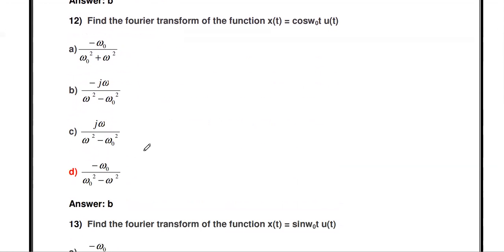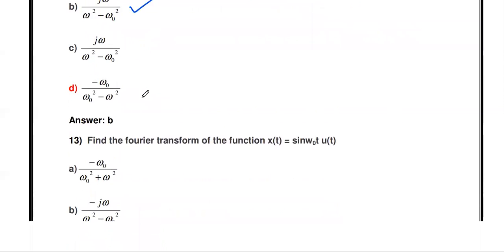Next question: find the Fourier transform of the function x of t equal to cos omega naught t into u of t. What is this signal? It's a cosine waveform of frequency omega naught, multiplied with u of t, so the signal is only available for the positive time duration. The Fourier transform of cos omega naught t u of t is minus j omega divided by omega squared minus omega naught squared, or otherwise j omega by omega naught squared minus omega squared. This minus you give it to this, and we will get the answer.